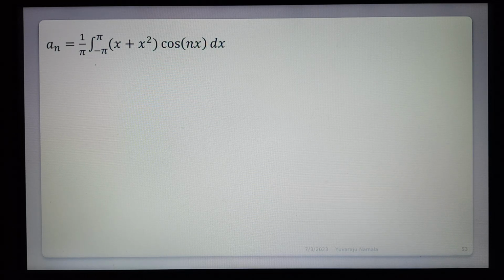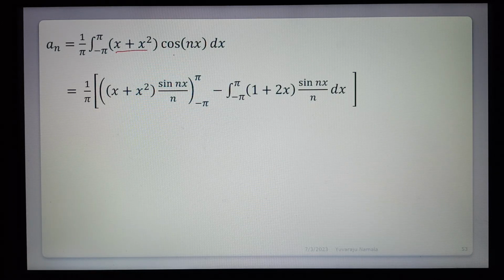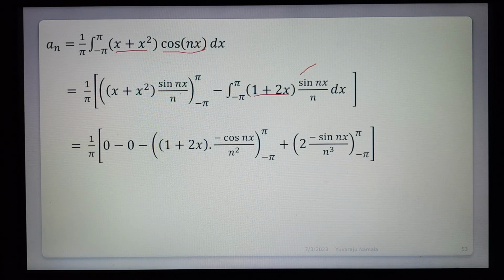So an is equal to 1 by 5 integration from minus 5 to 5 of x plus x square into cos nx dx. So that is equal to, by the by-parts method, u into v: 1 by 5 into u, which is x plus x square, into the integration of cos nx, which is sin nx by n, with limits minus 5 to 5. The derivative of x plus x square is 1 plus 2x. Next, second time integration, the integration of sin nx by n. Substituting here, sin n pi is 0, sin minus n pi is 0.